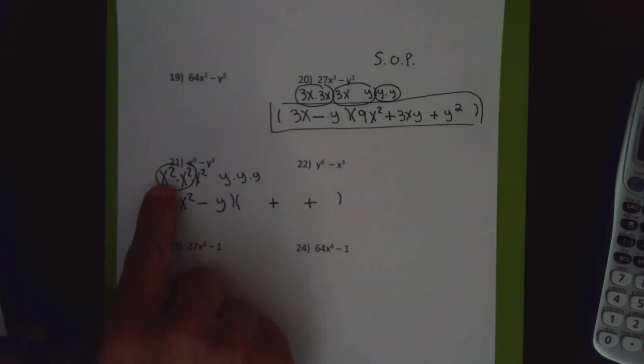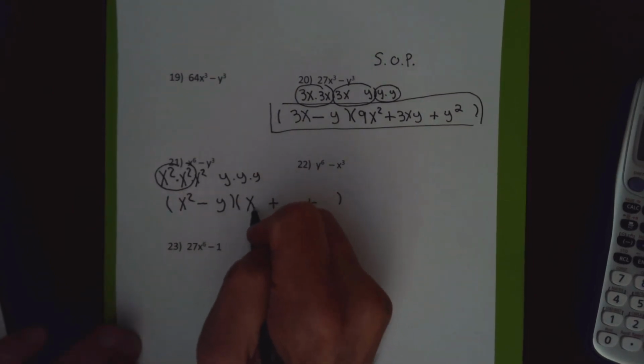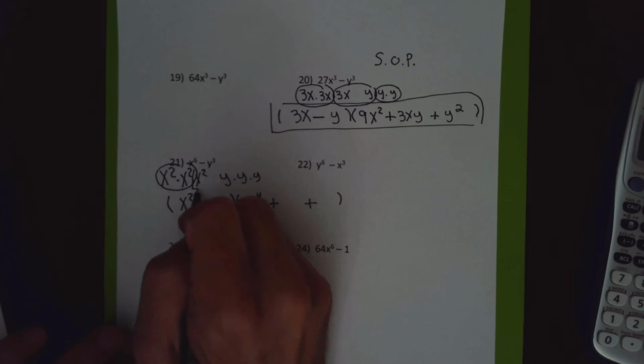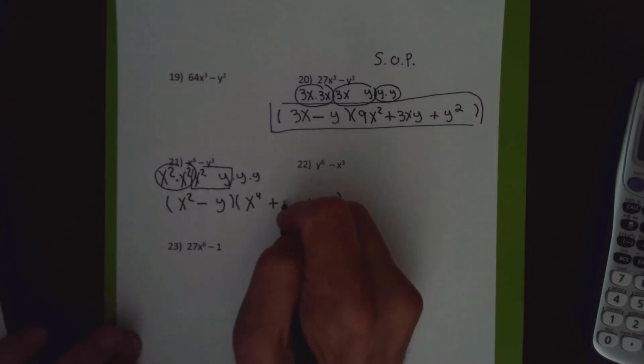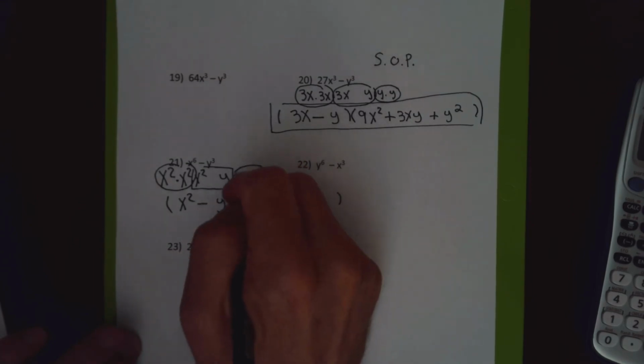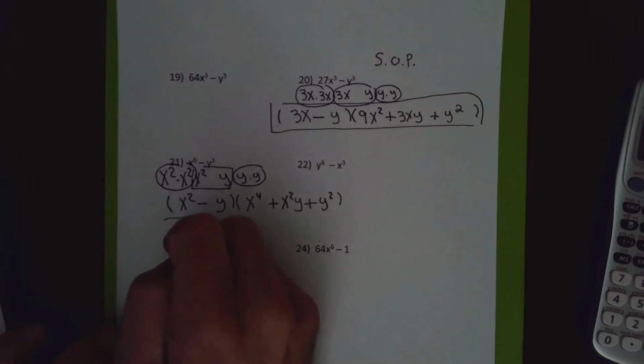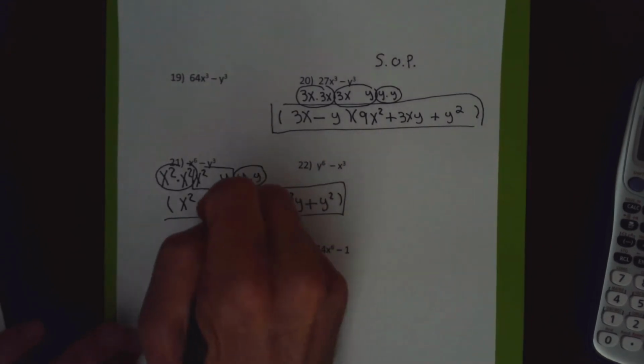The first pair is x squared times x squared. To multiply those, I add the exponents and get x to the fourth. The second pair is x squared times y. I just write those next to each other. The third pair is y times y. I add the exponents and get y squared. Second parentheses is always prime.